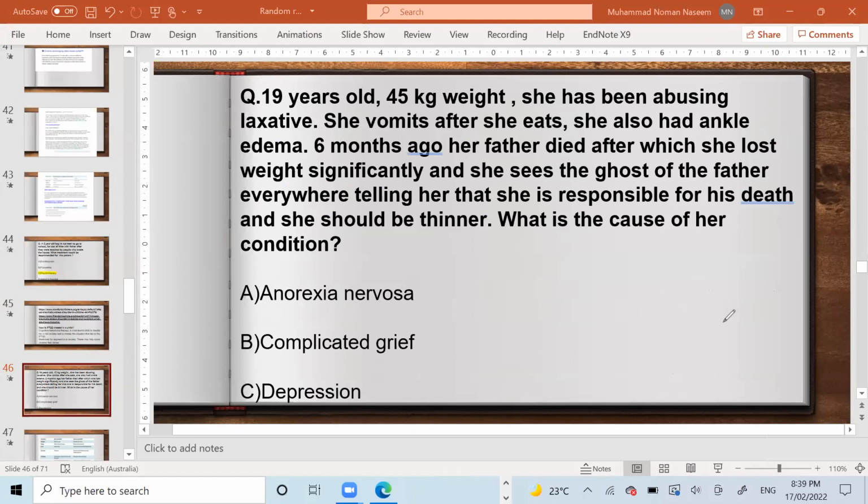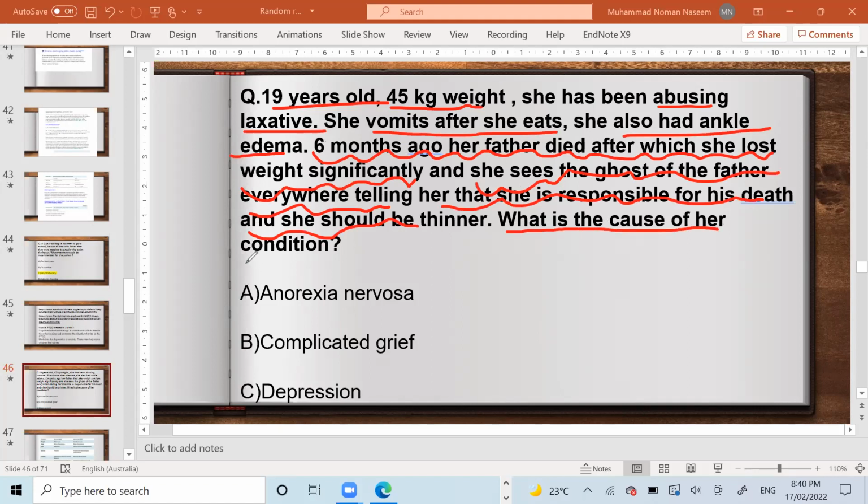All right. Our next question is, a 19-year-old, 45 kg weight. She has been abusing laxatives. She vomits after she eats. She also has ankle edema. Six months ago, her father died, after which she lost weight significantly. And she sees the ghost of the father everywhere, telling her that she is responsible for his death and she should be thinner. What is the cause of her condition? Anorexia nervosa, complicated grief, and depression.